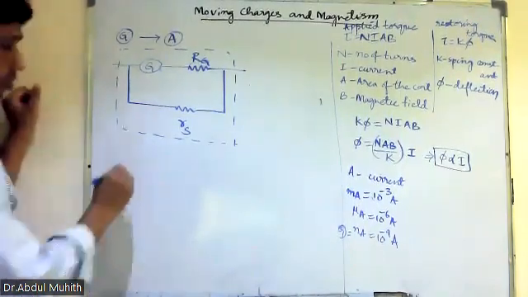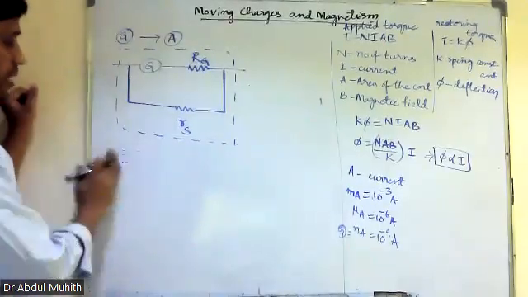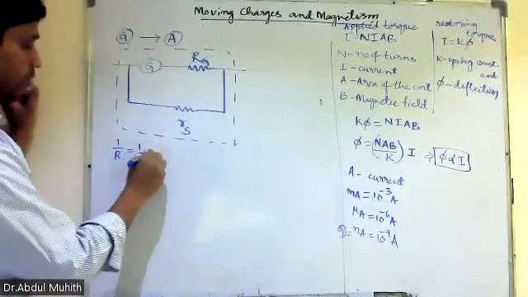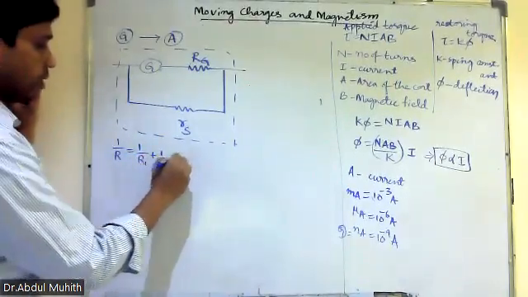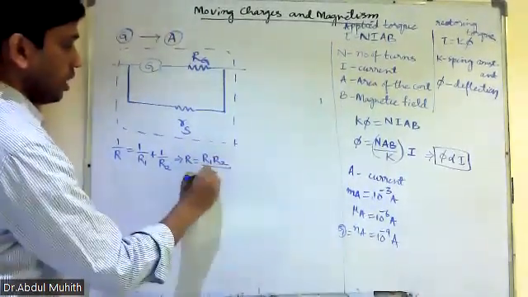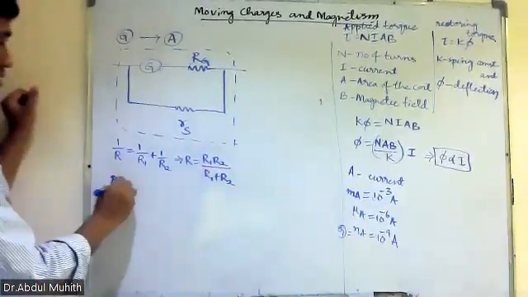Okay. So what is the formula here? RS is equal to what? They are in parallel, right? What is the formula for parallel? 1 by R is equal to what? 1 by R1 plus 1 by R2. Okay. So implies R is equal to R1 into R2 divided by R1 plus R2. Clear?